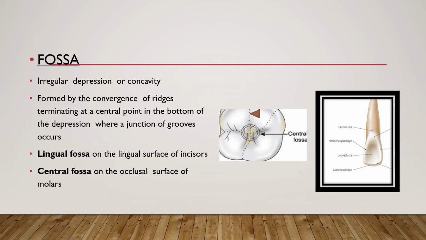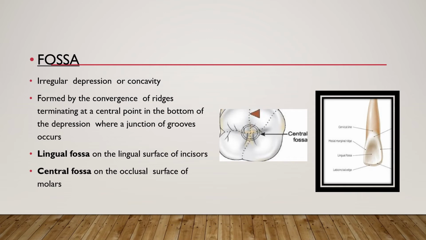Now, what is fossa? Fossa is an irregular depression or concavity. As you have seen on the lingual surface of the incisor, a concavity is present. So this concavity on the lingual surface of the incisor is called the lingual fossa, and there is another type of fossa that is known as the central fossa, and the central fossa is formed on the occlusal surface of molar. Now, how is this fossa formed?